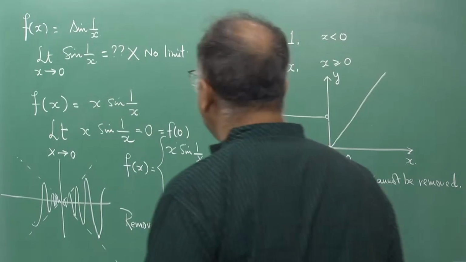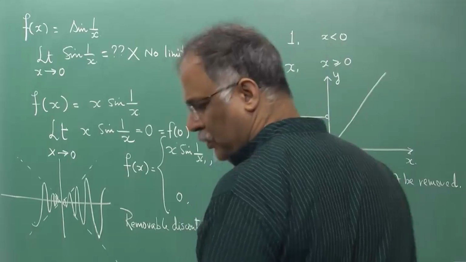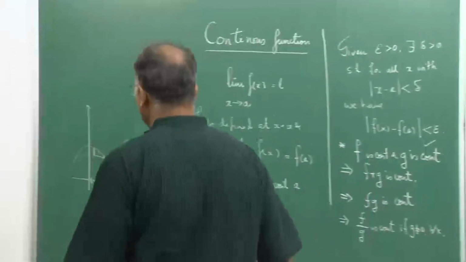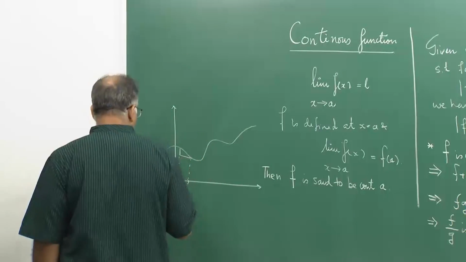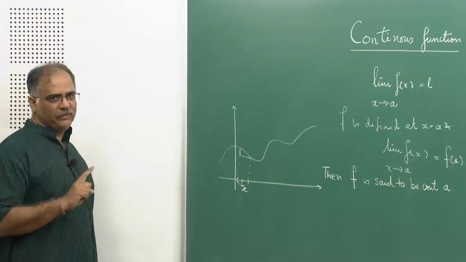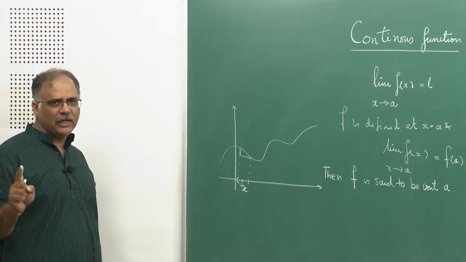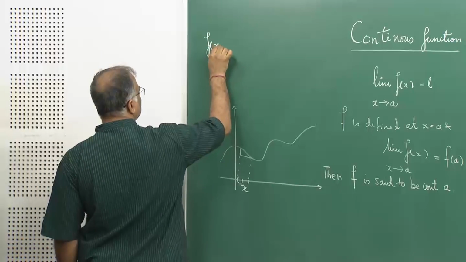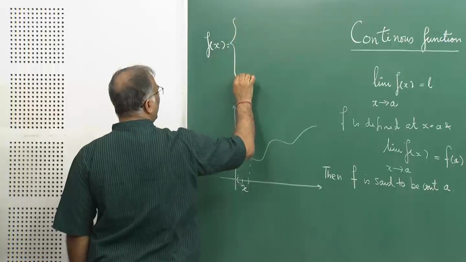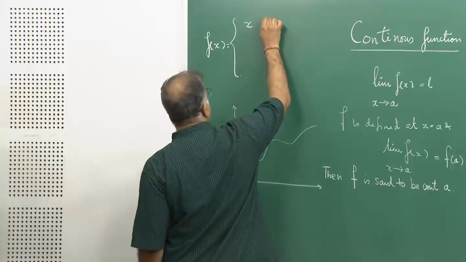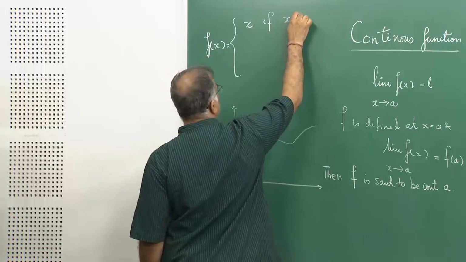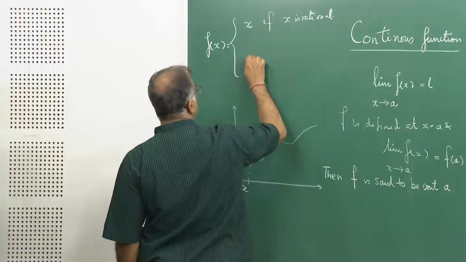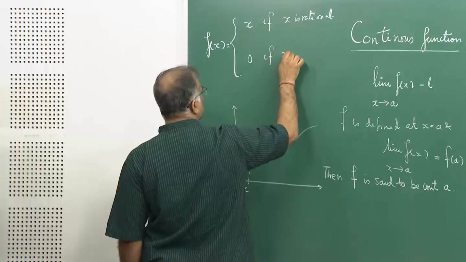Now, I will give an example of an interesting function which will show that it is continuous only at one point and discontinuous at every other point. This continuity is not valid for any point other than 0. So we define f(x) equal to x if x is rational and equal to 0 if x is irrational.